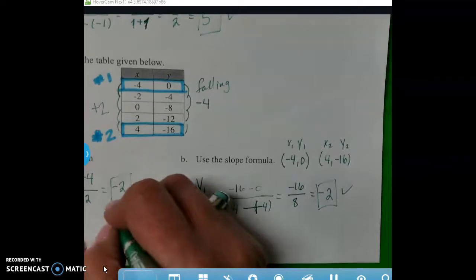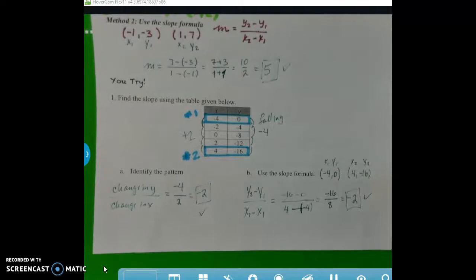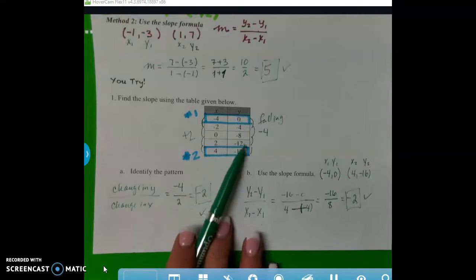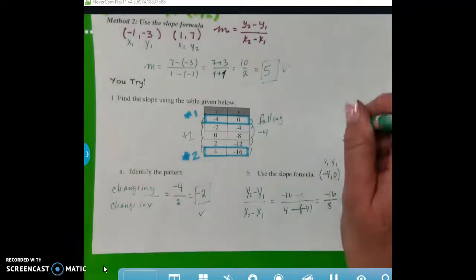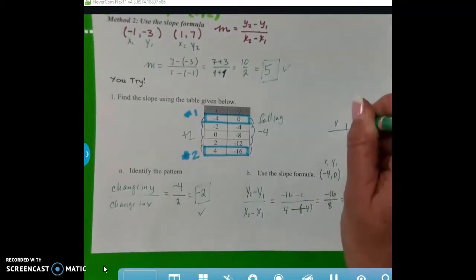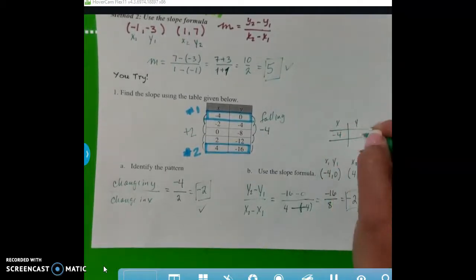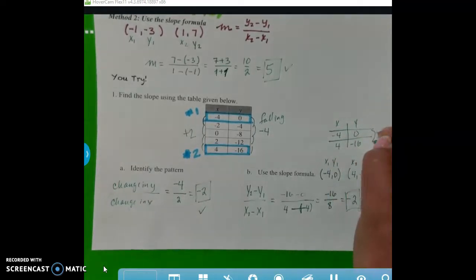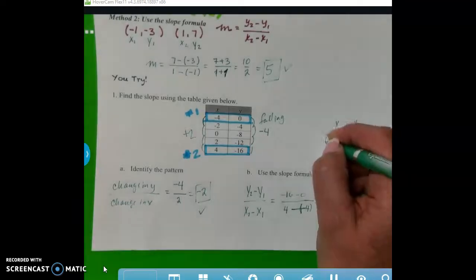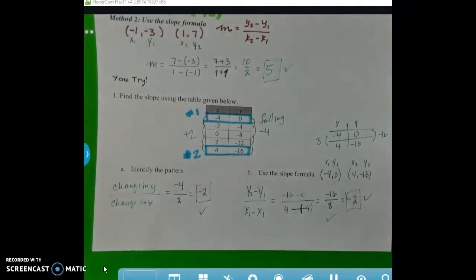Voila. Both methods gave us the same result. So you are definitely welcome to use either one. The table is very visual. You can see the change. If you don't have a table, you can still plug these in. You can make your own table. Just keep in mind, keep the order. Negative 4, 0. 4, negative 16. What is the change? Negative 16. What is the change? 8. Boom. Same relationship. All right.